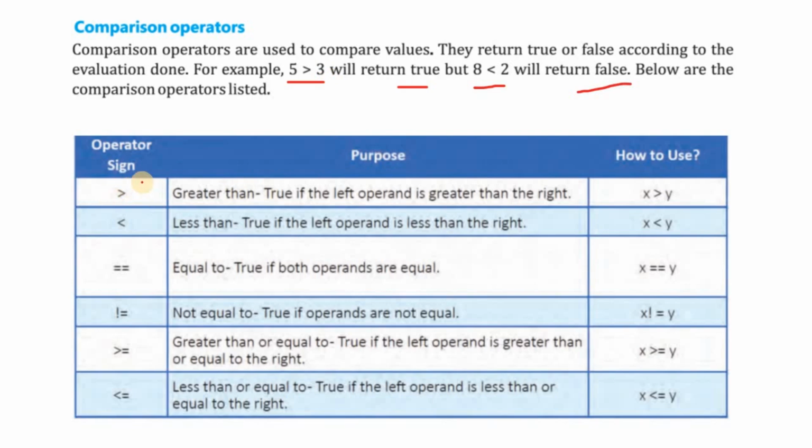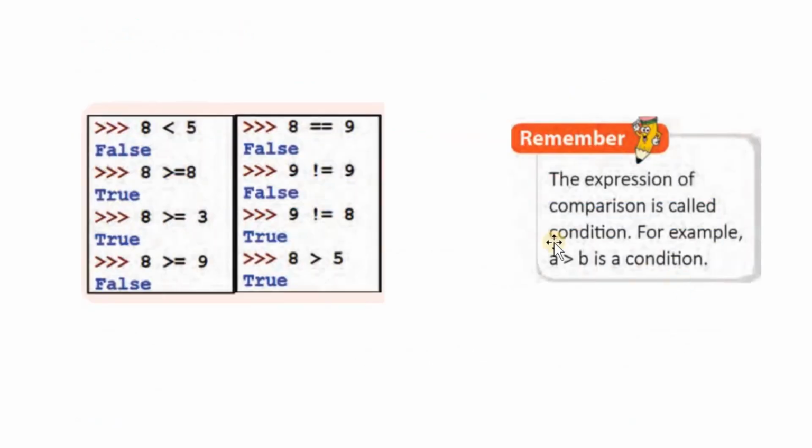Now what are the various operators here? First is greater than, next less than, then this is equal to, and this one is not equal to, again this one is greater than equal to, and this one is less than equal to. And here you can see the operations just like that. So let me show you some examples.